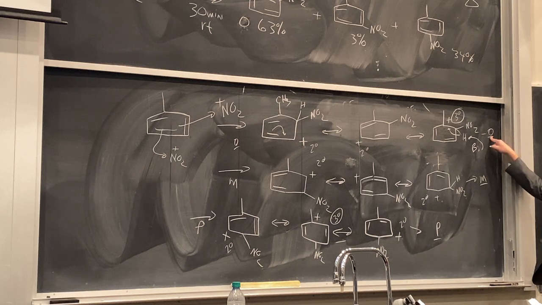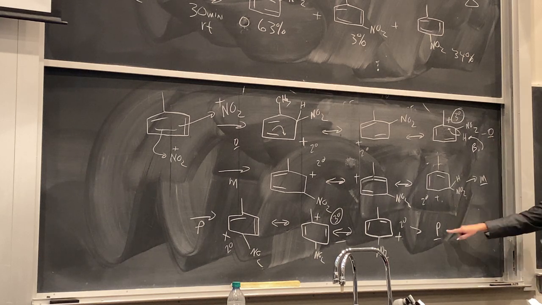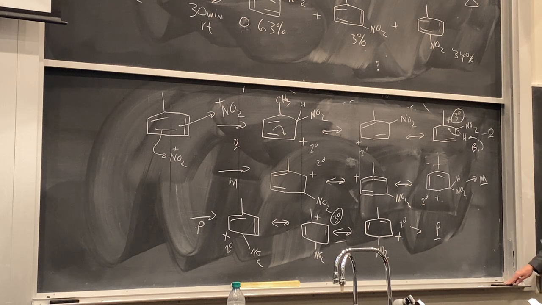One quick question here: why so much ortho? 63%. It's about 2 to 1 over para. That's just a statistical thing. There's 2 ortho positions in this molecule, and the methyl group's small enough that it doesn't matter.